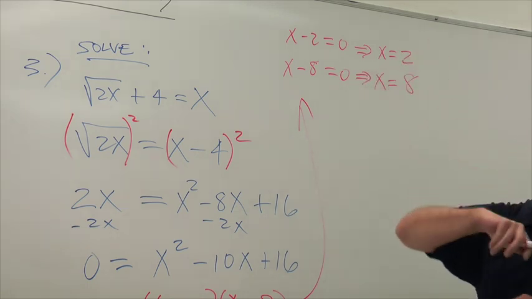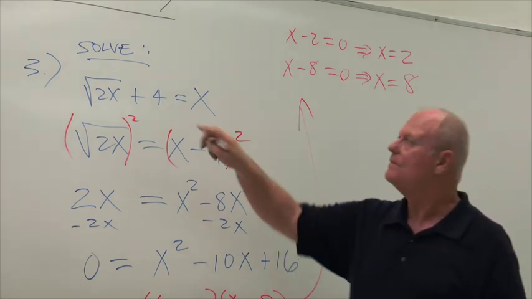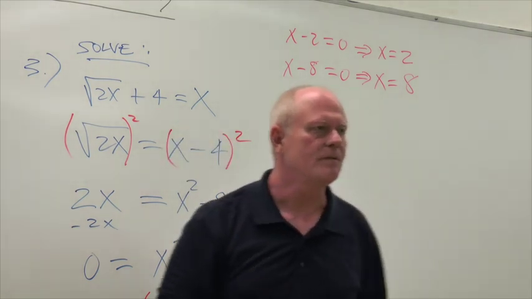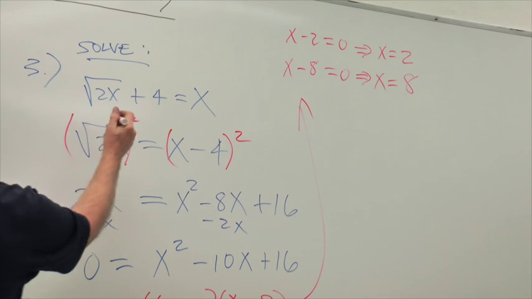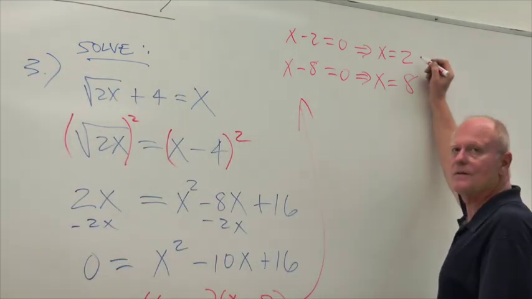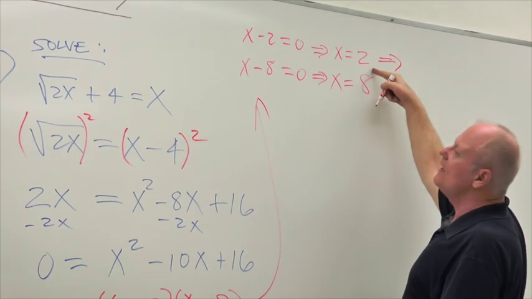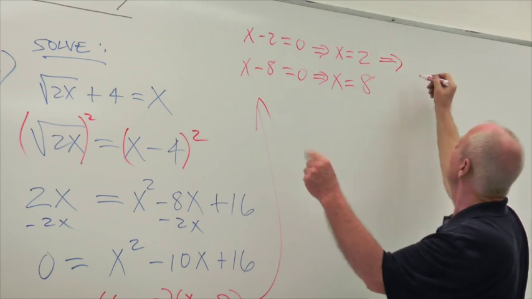So let's start with a 2, right? Where are you going to put the 2? In the original. Yeah, I would go back to the original and put it in here. So if you put 2 in here, what do you get? Let's go over here. Am I going over too far? Are you good? Okay. If you plug in x equals 2 in the original, what do you get?